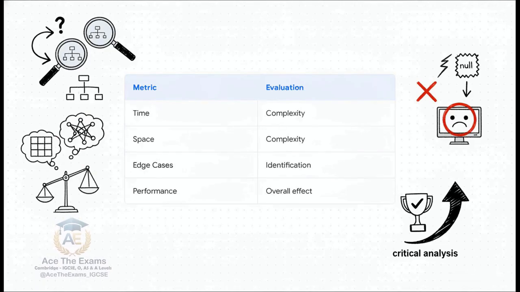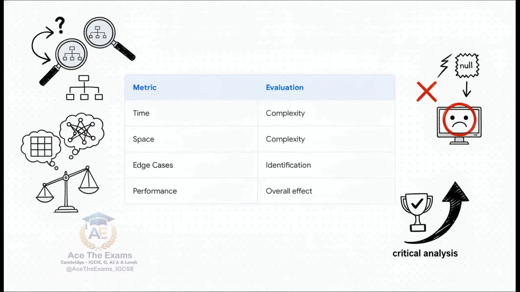Next up is Challenge 2, Find the Flaw. I want you to look at this evaluation table covering time complexity, space complexity, edge cases, and the overall effect on performance. Top-scoring candidates demonstrate elite evaluative thinking by considering multiple solutions and actively analyzing the trade-offs.